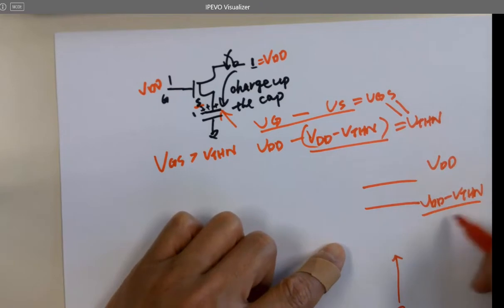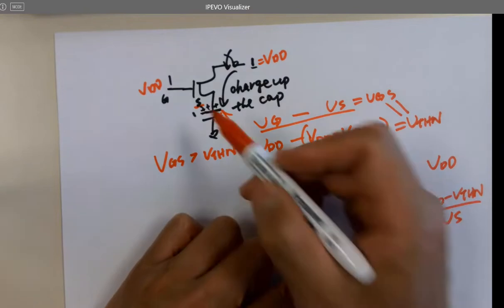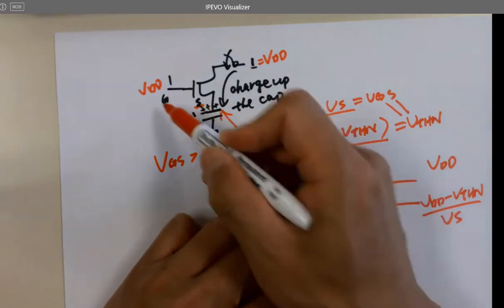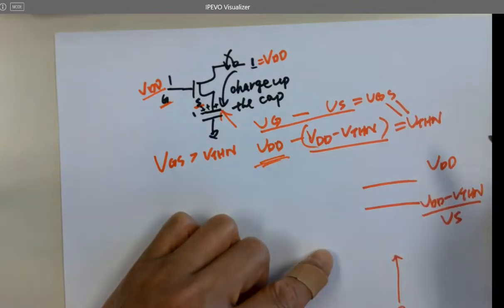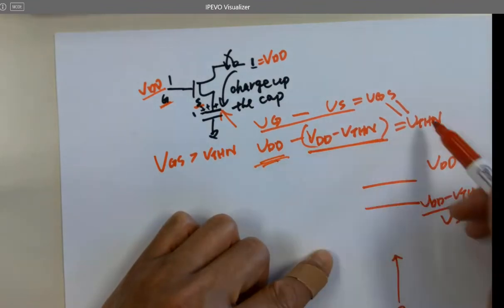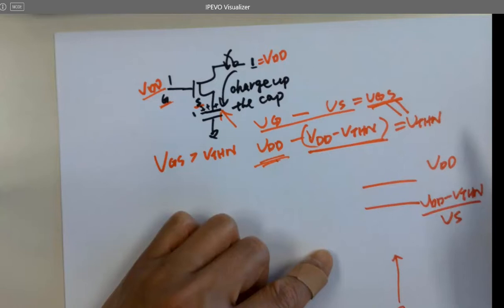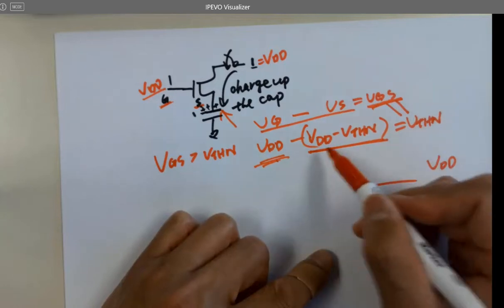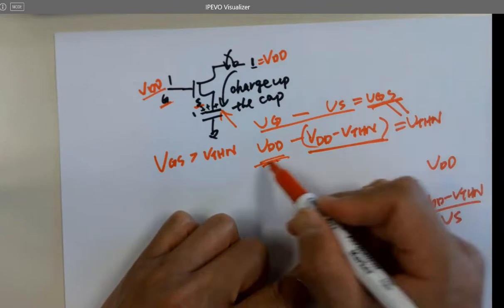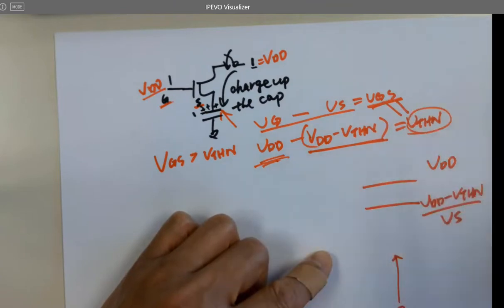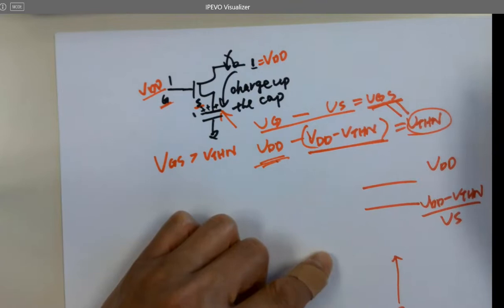Why? Because this is VS. And VG is always on, so VG is always VDD. So VG minus VS is VGS. And whenever VS reaches VDD minus VTHN, your VGS equals VTHN, which is the lowest voltage to turn it on. It's a threshold voltage.